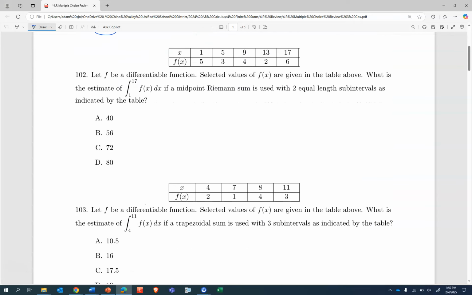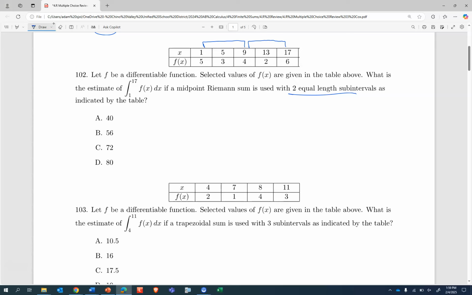102. Let f be a differentiable function, so f is continuous. Selected values of f are given in the table above. What is the estimate of the definite integral from 1 to 17 of f of x dx if a midpoint Riemann sum is used with 2 equal length subintervals as indicated by the table? Okay, so notice what it says, 2 equal length subintervals. We can't do midpoint rectangles. I mean, it does tell us 2, but hopefully you understand, to do midpoint rectangles, we have to have a data point between the endpoints.